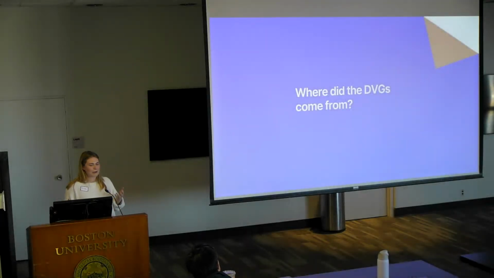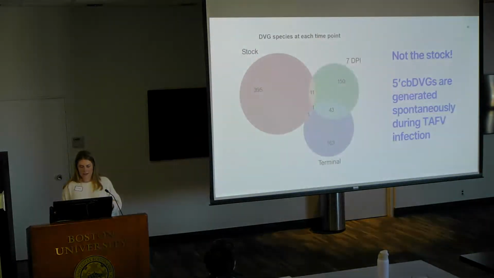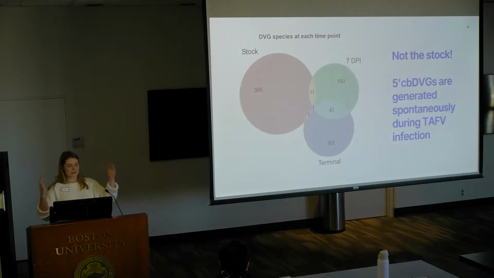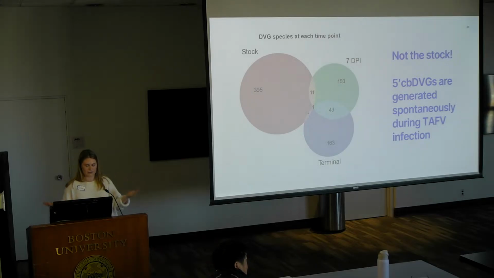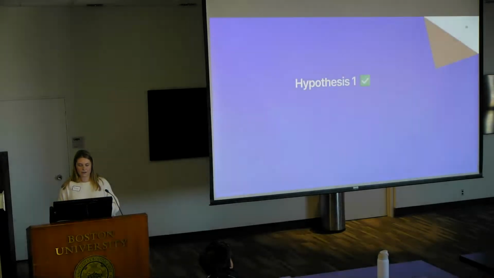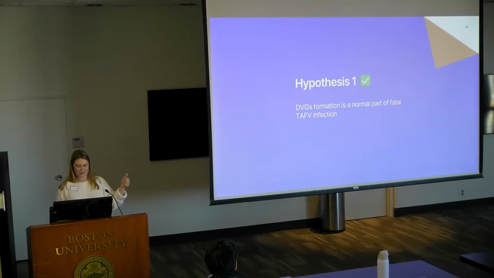And then I was curious about where those defective viral genomes came from. Since people think that they're coming from the stock, I thought I would compare the number of species between the stock, all of the pooled day 7 samples, and all of the terminal samples. And we see that there's around 400 unique species to start off with in our stock. So they are happening in cell culture and in stock. However, by the time day 7 rolls around, most of those species have been eliminated and new ones are emerging. And then that continues later on in infection. So we know that 5' copyback DVG synthesis is a spontaneous process that is naturally occurring in typhorus virus infection. So hypothesis 1, we've checked that off the list.